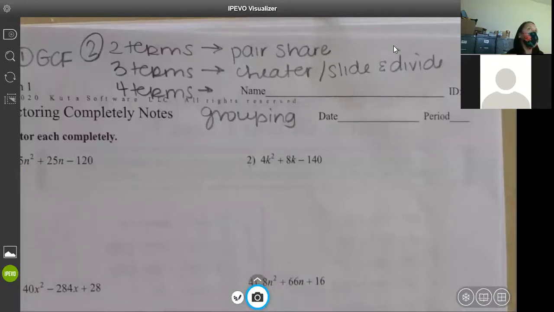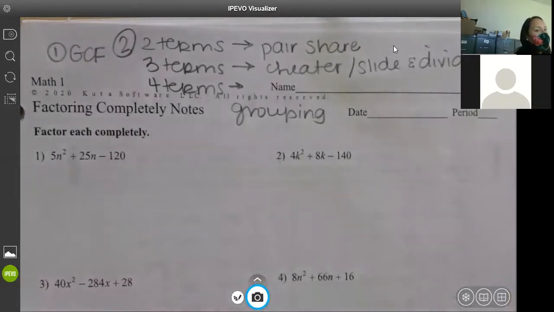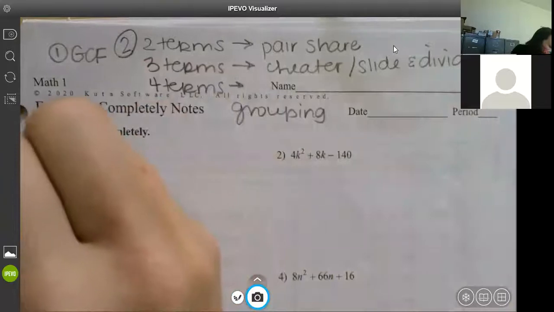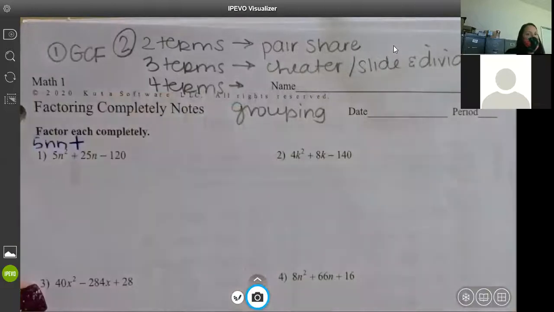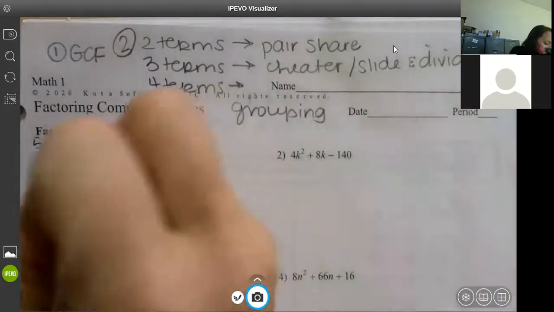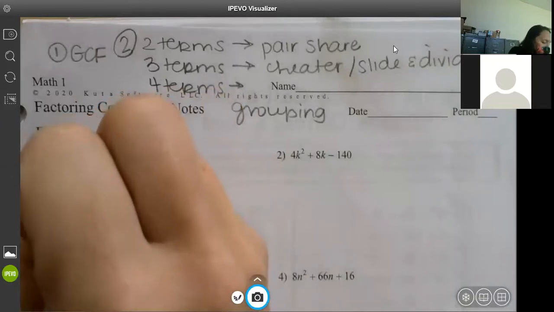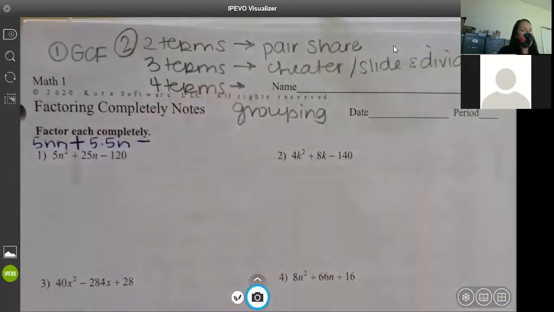All right, so we're going to go through all of this. We're going to look at number one, and we're going to break it down above it. I always do it above to keep it out of my workspace, just in case there's no GCF. So if we look, 5n squared is 5n and n, and then we have a big fat plus sign. What are your factors of 25n? 5 and 5 and n. And then we have a minus.